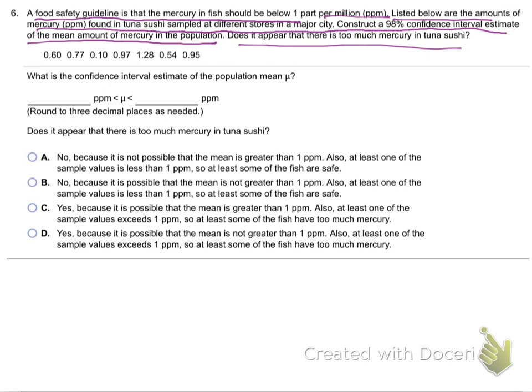All right, so this time they want a confidence interval. Do you see percentages anywhere? I mean, of course, it's a 98% confidence interval. We always have that. But are they giving us percentages on this problem? No. These are means. This is the amount of mercury in parts per million in tuna sushi at different restaurants around town. So this is the mean amount, the average amount. These are not percentages, in other words, right?